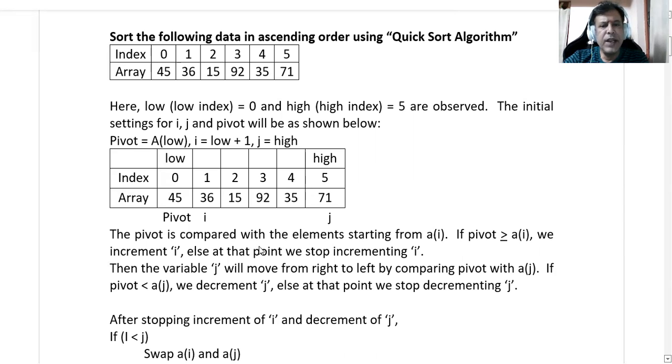This pivot is compared with the elements starting from A[i]. So when we say A[i], we are going to compare with each of the ith elements. First you will compare with 36, and if i moves here, this will become A[i]. If pivot is greater than or equal to A[i], we increment i, else at that point we stop incrementing i. Then the variable j will move from right to left by comparing pivot with A[j]. If pivot is less than A[j], we decrement j, else at that point we stop decrementing j.